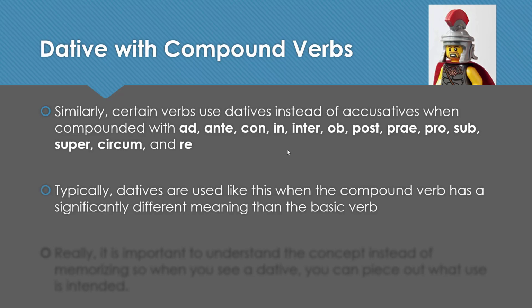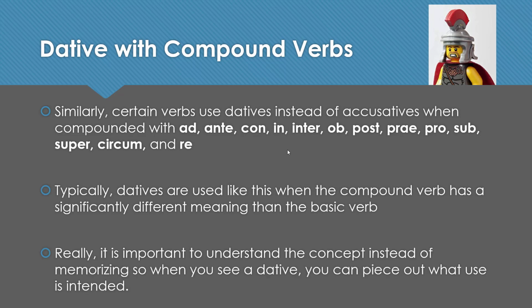Really, the datives are used when the compound verb has a significantly different meaning than the basic verb. If the verb means the same thing, like servo and conservo, which basically mean the same thing, that doesn't merit a dative. It would be if servo meant to save, and conservo meant, I don't even know, to love or something like that. That would be different. But if they have inherently the same meaning, this isn't going to be the case. It's when that compound verb form has a significantly different meaning than the basic verb, and we'll see that with the examples on the next slide.